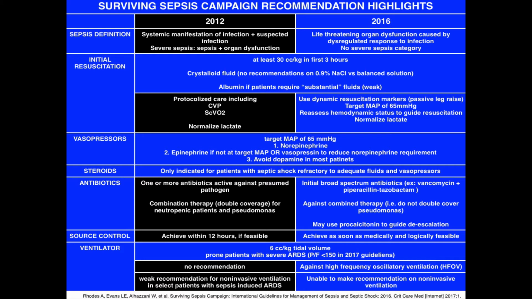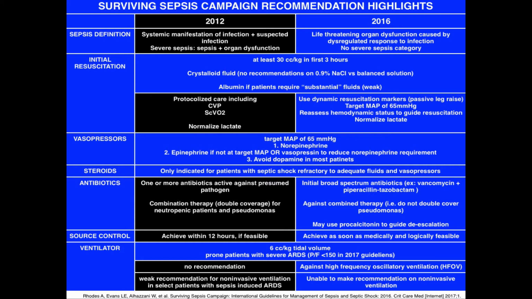And then they talk about albumin if a patient requires substantial amounts of fluids. This was a weak recommendation, and I personally would lean away from giving albumin to people. If you're having to give people that much fluid, you probably should think about pressors, because it becomes a pump and a tank issue, and you don't want to overload that system, and you may start doing that if you give a bunch of albumin.